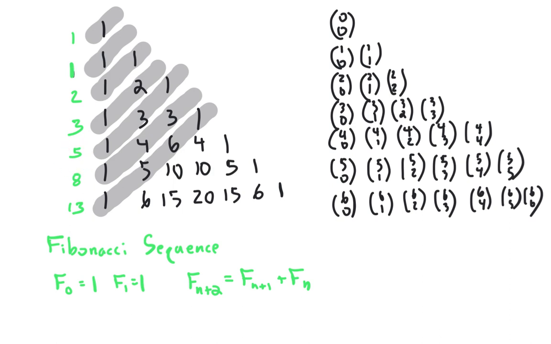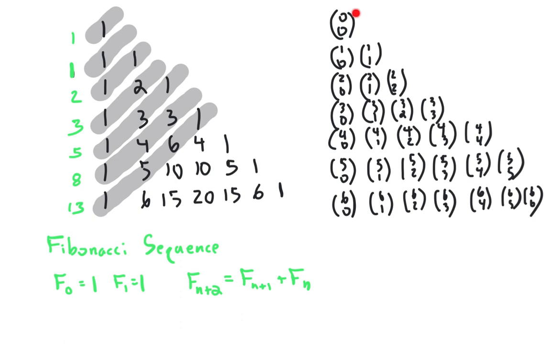F4, which is 5, is 3 plus 2. F5, which is 8, is 5 plus 3. F6, which is 13, is 8 plus 5, and it keeps going. Now that's nice to notice, but we have to prove, indeed, why it's true. So let's see if we can write this conjecture in terms of factorials.